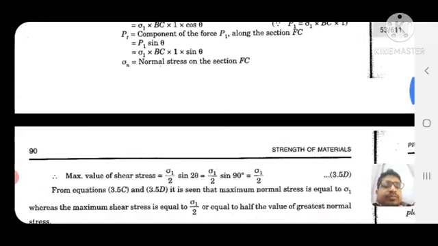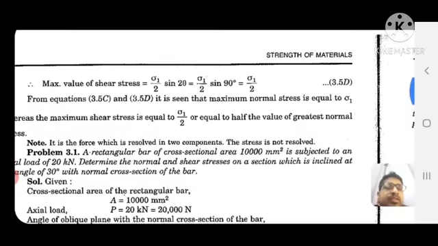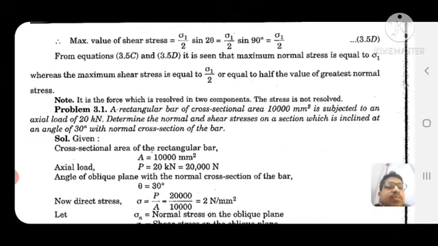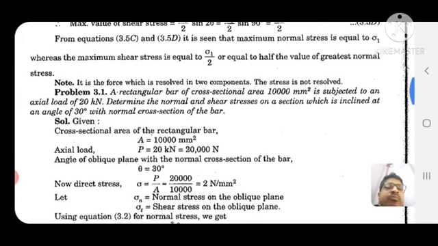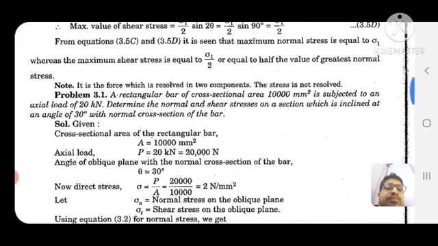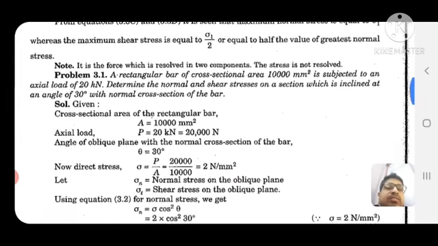Now, it is very important: the maximum value of shear stress is sigma 1 by 2 sine 2 theta. So that is equal to sigma 1 by 2 sine 90 degree. Okay, so the maximum value is equal to sigma 1 by 2. From this equation, the maximum normal stress is equal to sigma 1, whereas the maximum shear stress is equal to sigma 1 by 2, or half the value of the greatest normal stress.